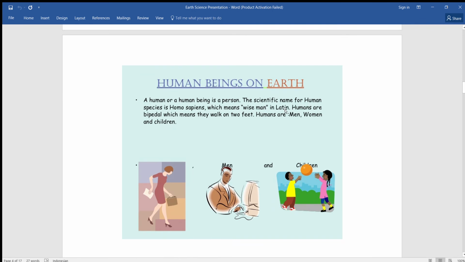Okay. So let us discuss now the human beings on Earth. A human or a human being is a person. Babae, lalaki, bata, matanda, okay. The scientific name for the human species is Homo sapiens, which means wise man in Latin. Humans are bipedal, which means they walk on 2 feet. Humans are men, women, and children, as I have said earlier. So, kailangan may dalawang paa para maging human being.